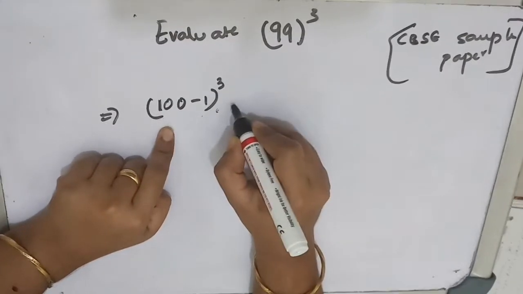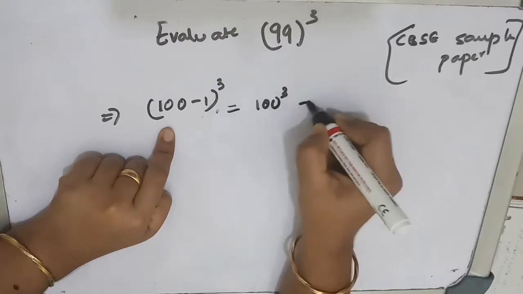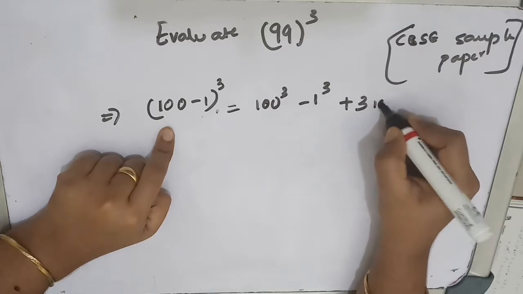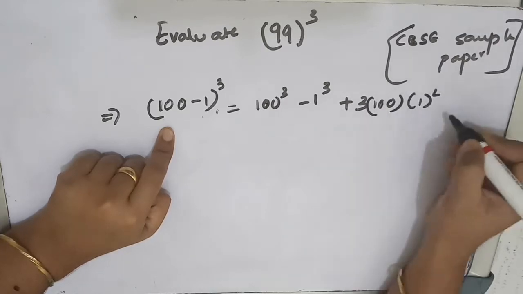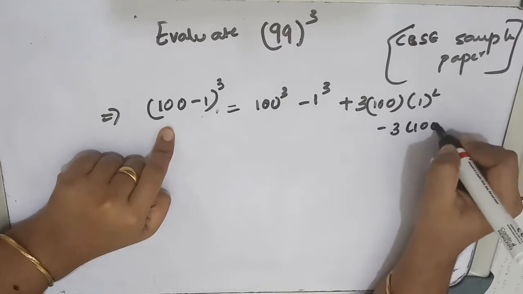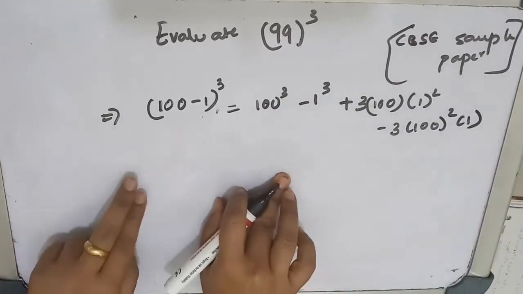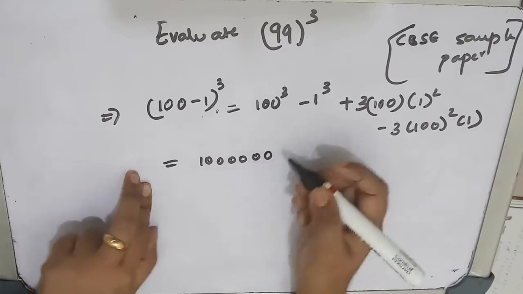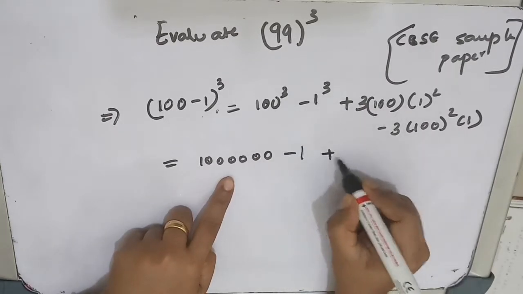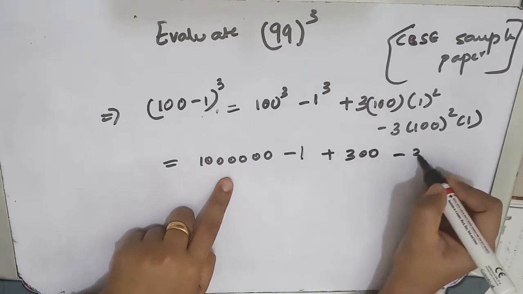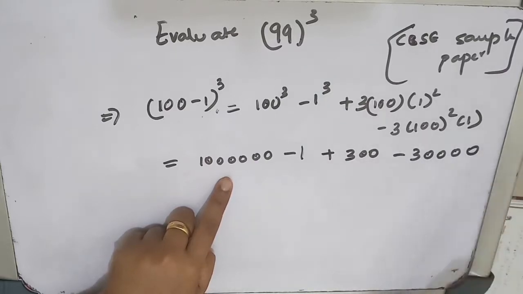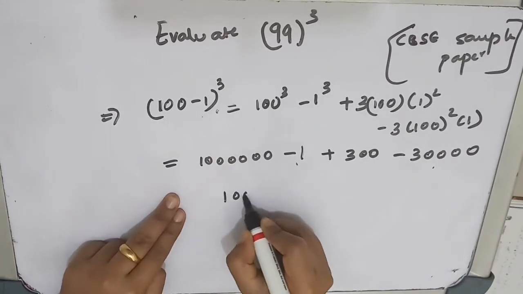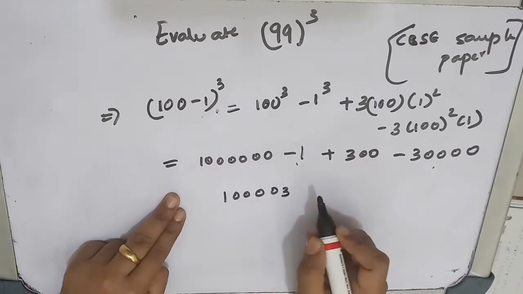So a minus b the whole cube is given as a cube minus b cube plus 3ab square minus 3a square b. So on expanding we get 100 the whole cube minus 1 plus 300 minus 30,000. So we have two negative terms and two positive terms. Let us add the positive terms first.